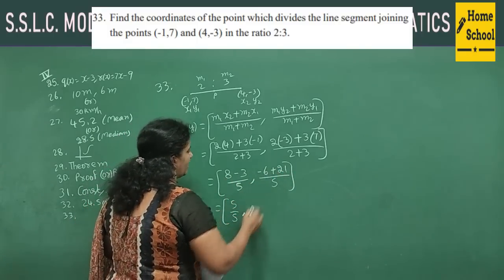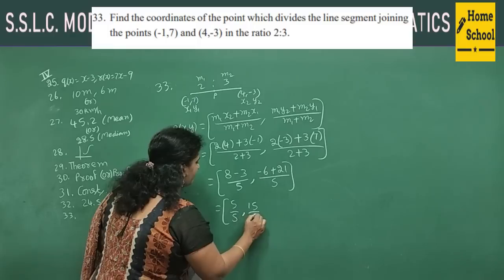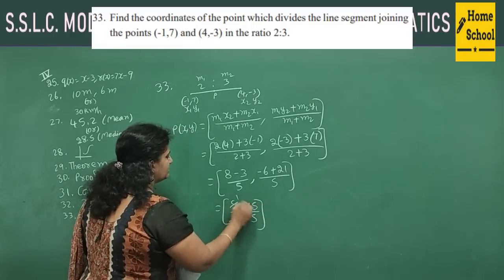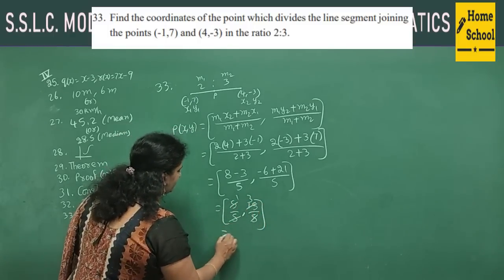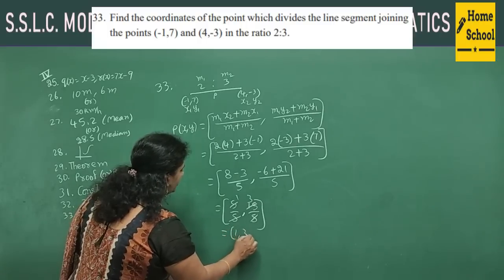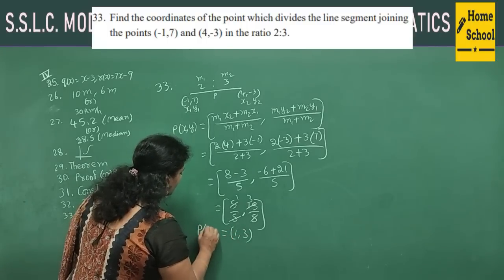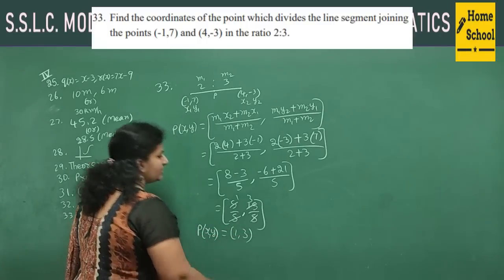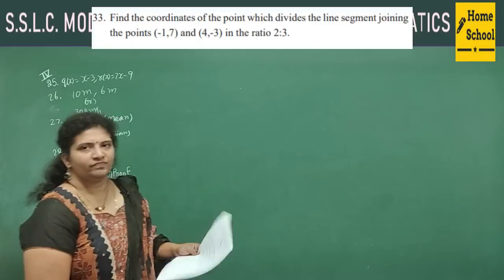21 minus 6, it will be 15 by 5. 5 ones are 5, 3 fives are 15. Therefore, what is the coordinate, children? P(x, y) is (1, 3).